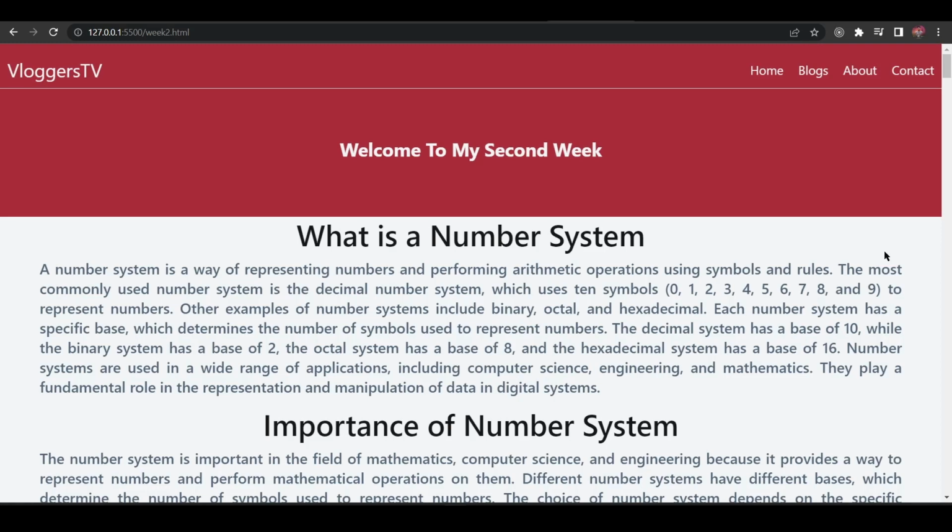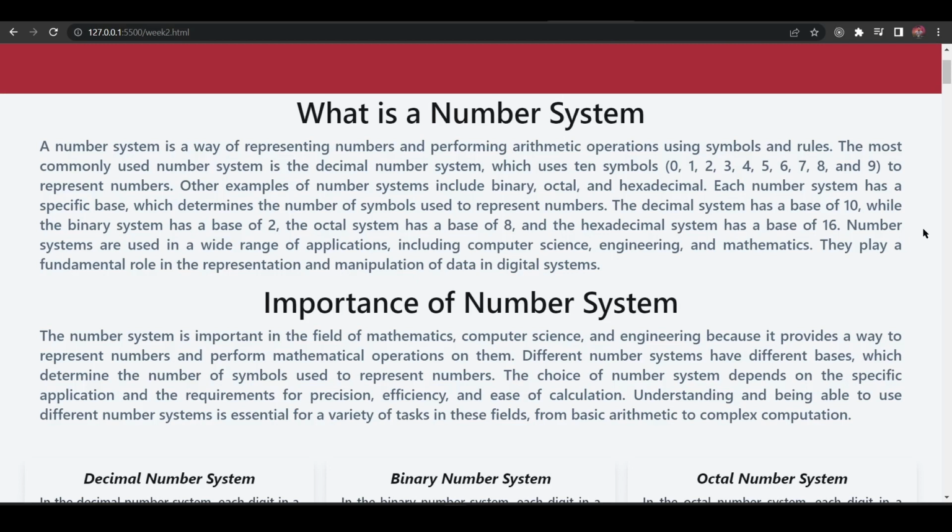Let's start. What is a number system? A number system is a way of representing numbers and performing arithmetic operations using symbols and rules. The most commonly used number system is the decimal number system, which uses 10 symbols, 0 up to 9, to represent the numbers. Other examples of number systems include binary, octal, and hexadecimal. Each number system has a specific base which determines the number of symbols used to represent the numbers.